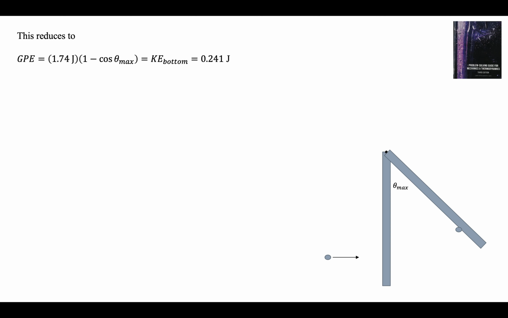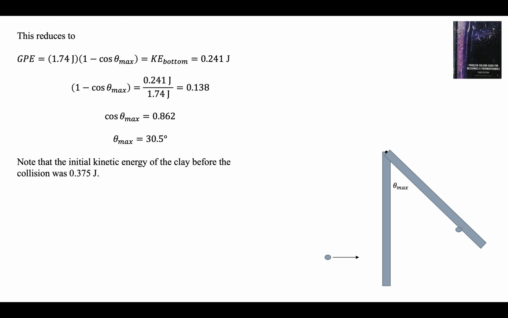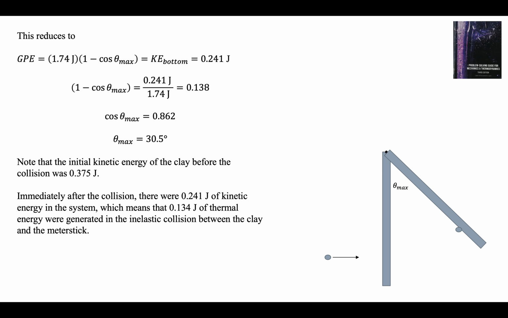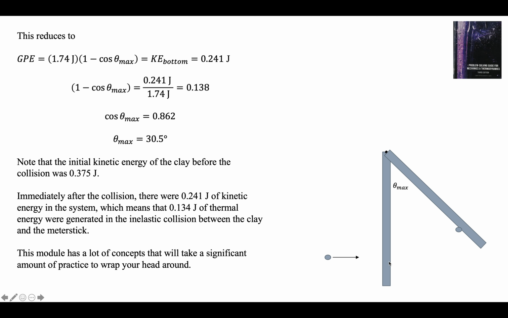So the gravitational potential energy here equals the kinetic energy at the bottom, which is 0.241 joules. And we can solve for 1 minus cosine theta max, take the arc cosine of both sides, and we get 30.5 degrees. That's the maximum angle. The initial kinetic energy of the clay, 1/2 mv squared, was 0.375 joules. After the collision, there was 0.241 joules of kinetic energy, so 0.134 joules of thermal energy was generated in this inelastic collision between the clay and the meter stick.